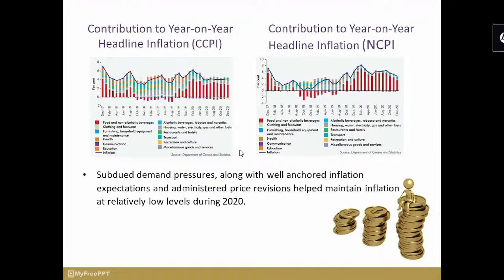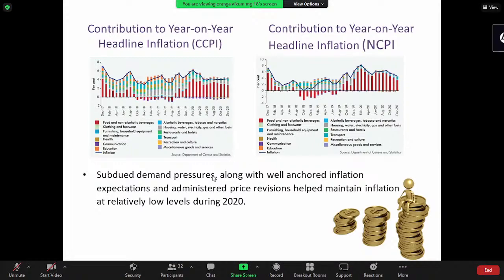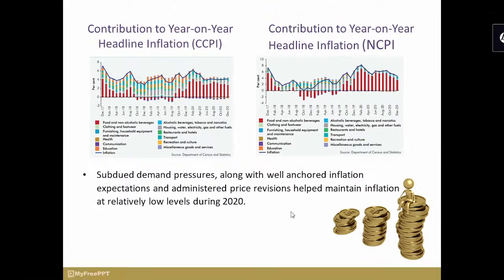So, monetary policy contributes to inflation. The subdued demand factors overall well anchored inflation, and also actions and administered price revisions helped maintain inflation at relatively low levels during 2020. Here, the Colombo Consumer Price Index based on headline inflation remained at 4.6%. At the same time, the National Consumer Price Index based on headline inflation recorded 4.2% at the end of the year.